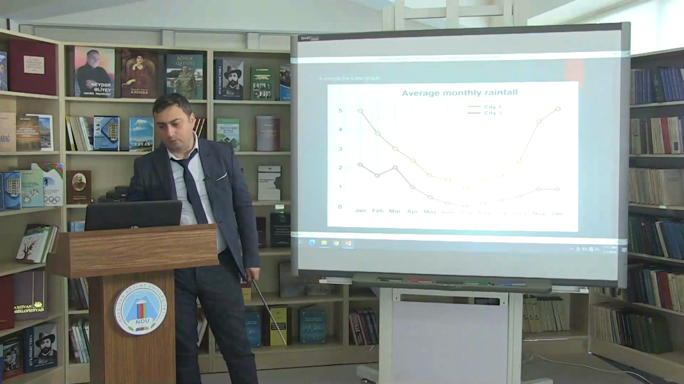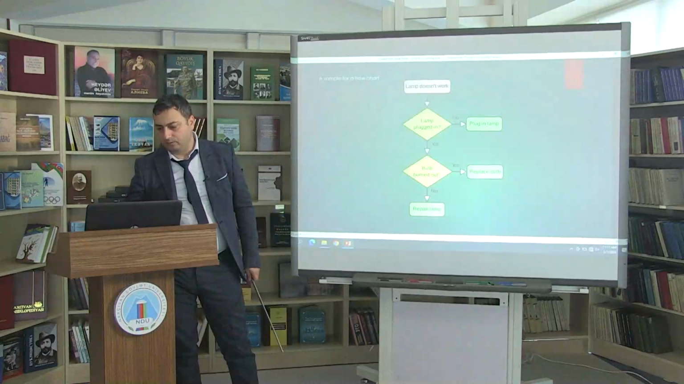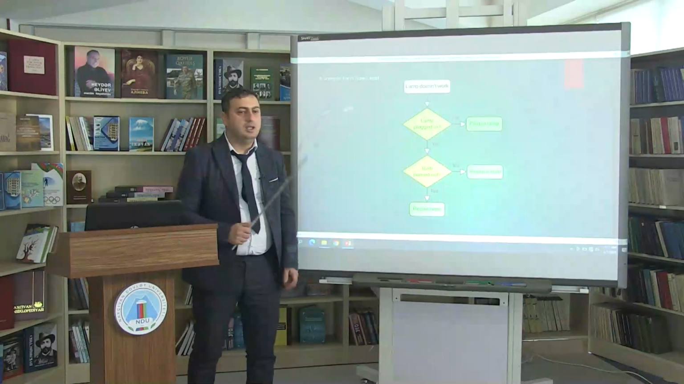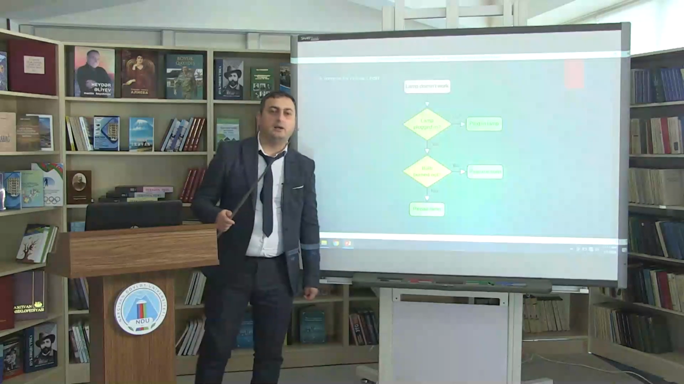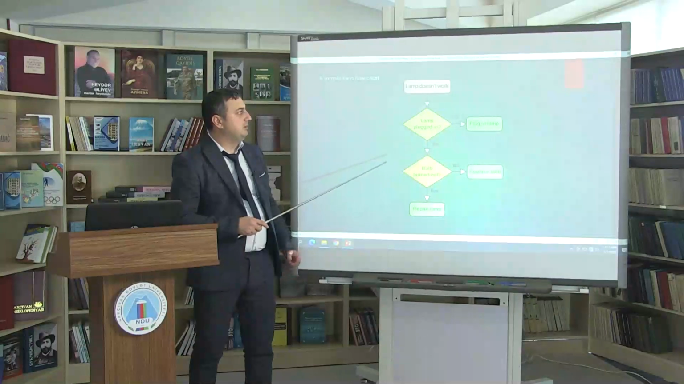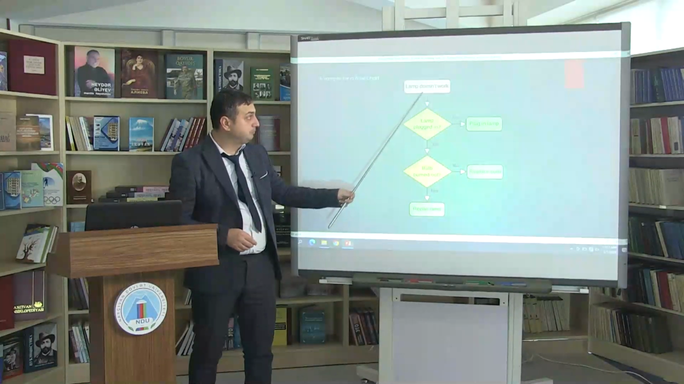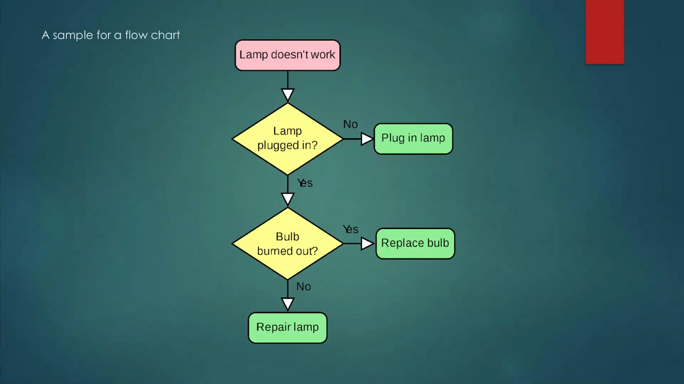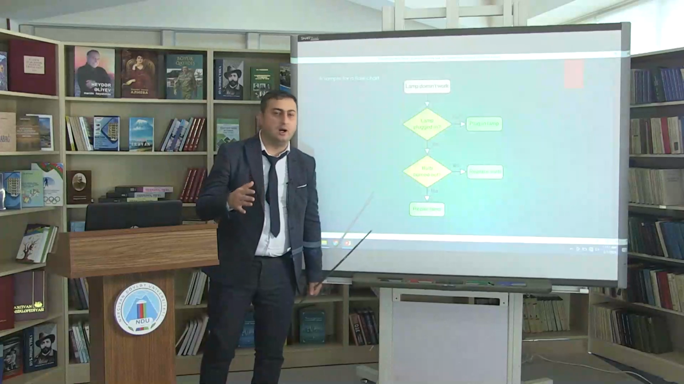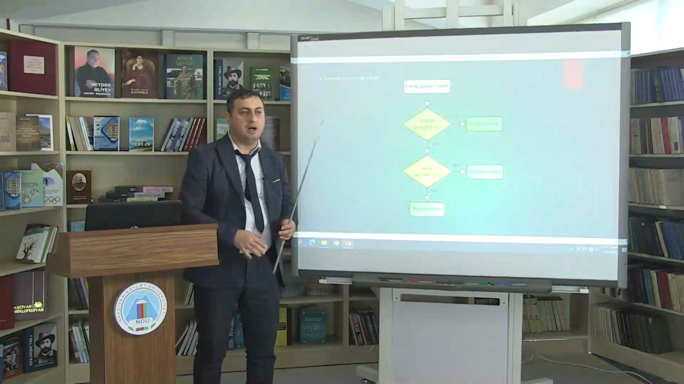Another line graph according to average monthly rainfall. And this is a flow chart, and a flow chart is different from other charts, such as pie charts or tables. In this flow chart, for example, a lamp doesn't work. There are some other solutions. There is also a shaft, but there can be some other options.